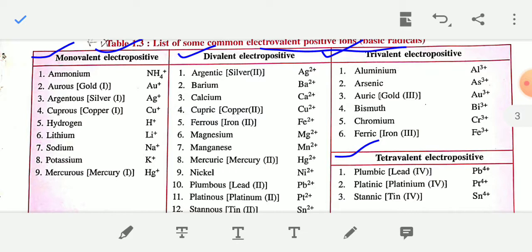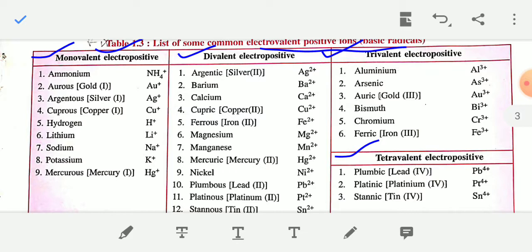Otherwise, you will not be able to write down the chemical formula of the compound. So monovalent electropositive radicals are NH4 plus, that is ammonium, aurous, that is Au plus, argentous, that is Ag plus, H plus, that is hydrogen, potassium K plus, and sodium Na plus. These are some examples of monovalent electropositive radicals.